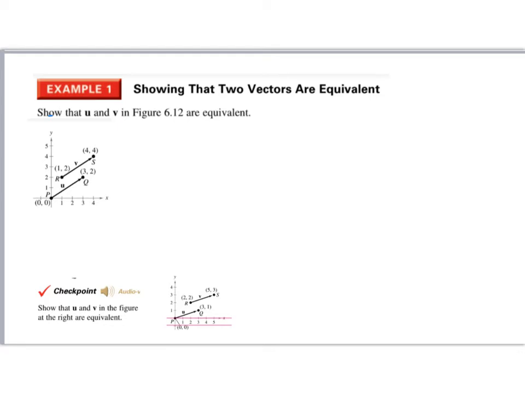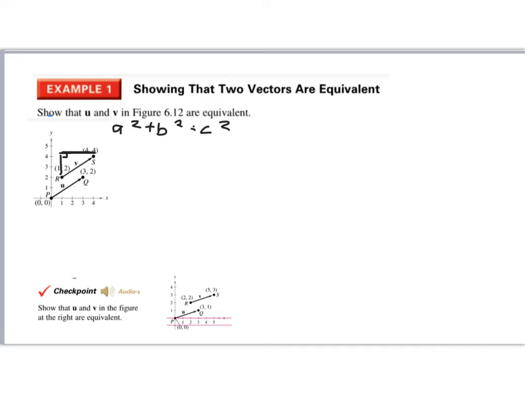All right, so we're going to do this first problem here, and it says show that u and v in figure 6.12 are equivalent. This is where I'm going to show you a different way to do this so that you do not have to use the distance formula. So if you think about this right here, it goes up how many units and over how many units? And this is a right triangle, right? So if we do the Pythagorean theorem, which is a squared plus b squared equals c squared, we can find the distance of that vector.